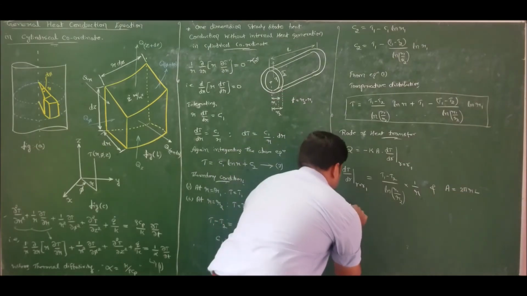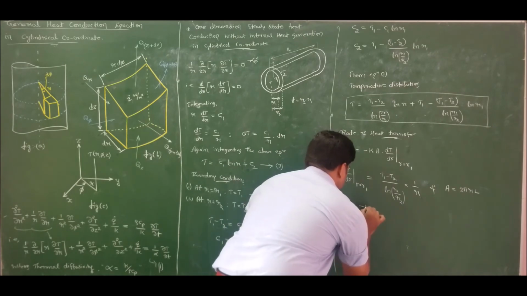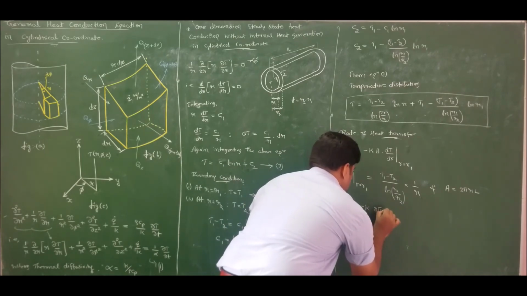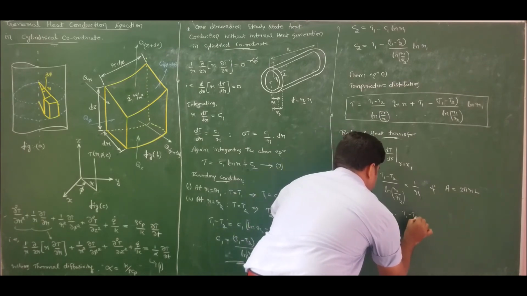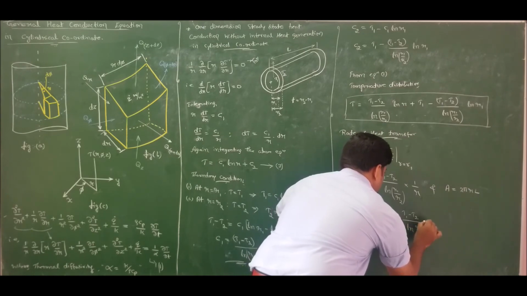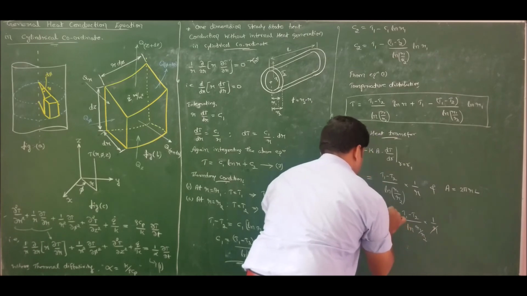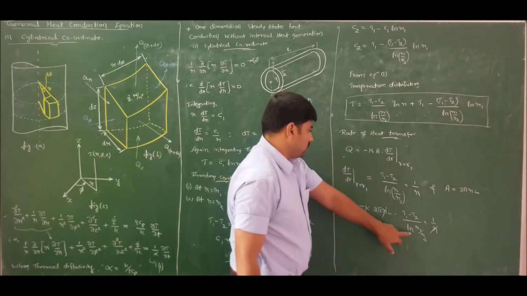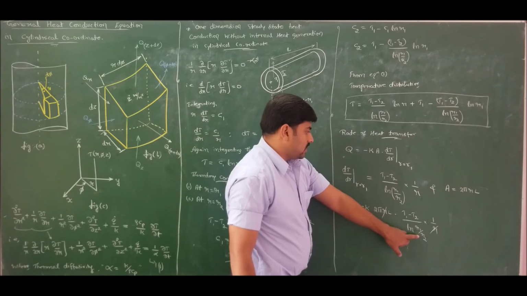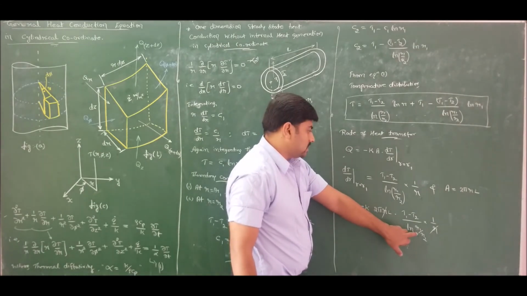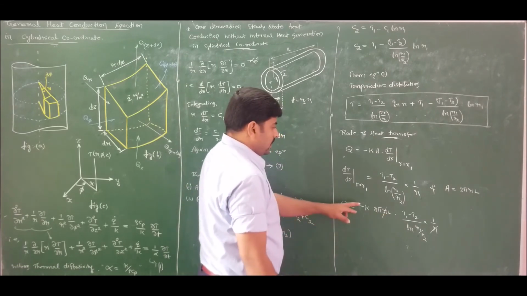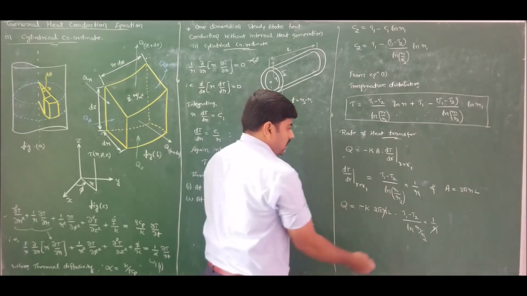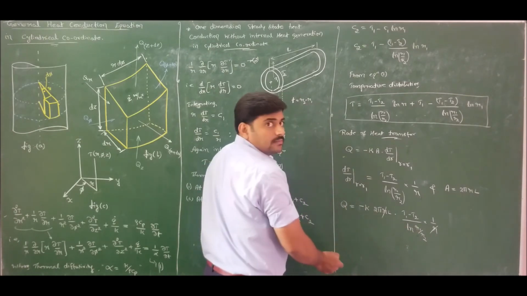If I substitute and solve, I will get Q is equal to minus K 2 pi RL into T1 minus T2 divided by ln of R1 by R2 into 1 by R. Cancel off R and R. Now if you observe, R2 is greater than R1, so this term will become negative. So instead I will take R2 by R1 by multiplying by the negative sign. If I multiply the negative sign in both numerator and denominator, I can interchange this. Then minus of minus will become plus.